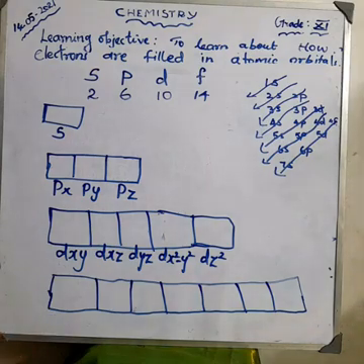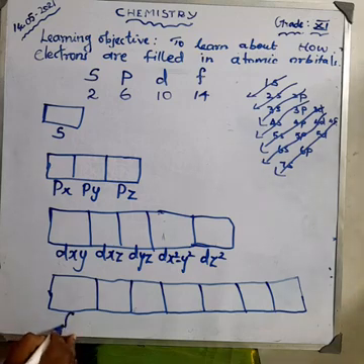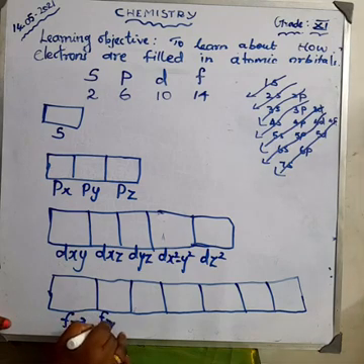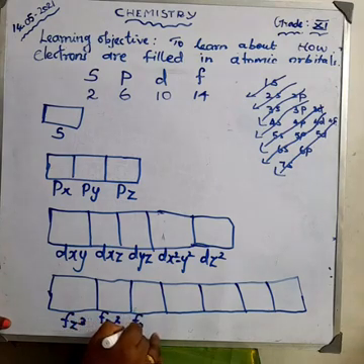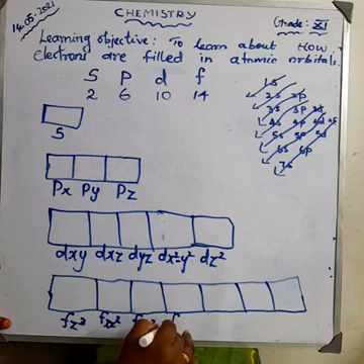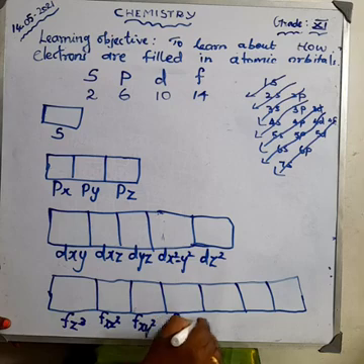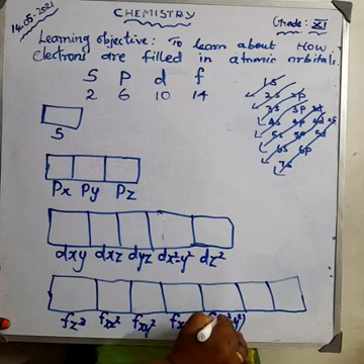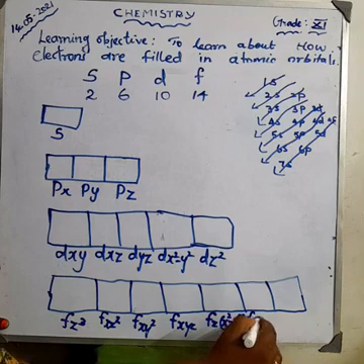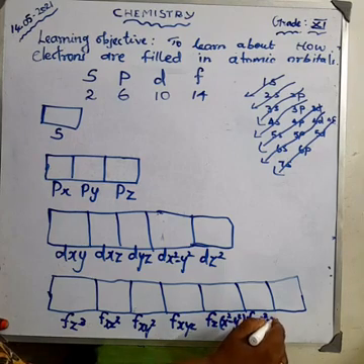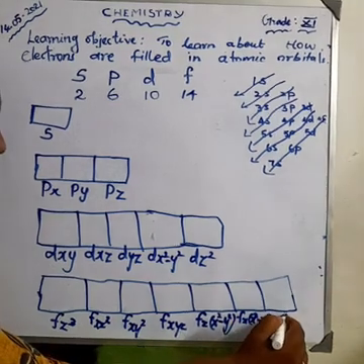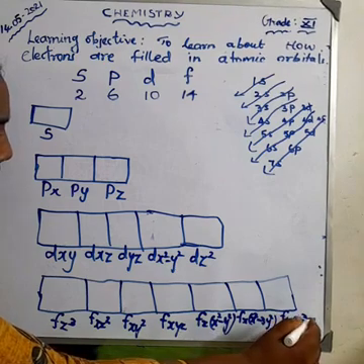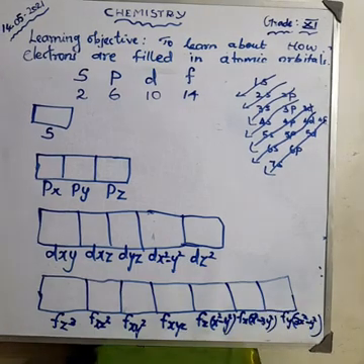The 7 F orbitals are namely fz cube, fxz square, fxy square, fxyz, fz x square minus y square, fx x square minus 3y square and fy 3x square minus y square. These are the 7 F orbitals.